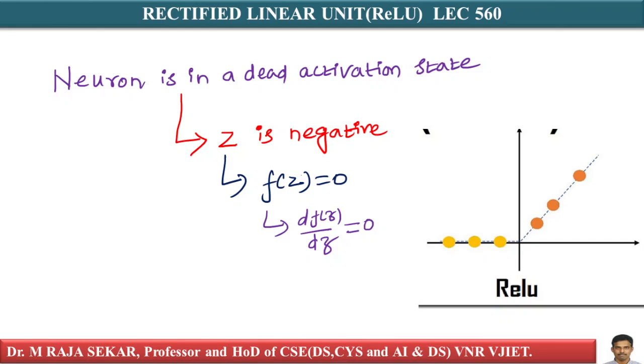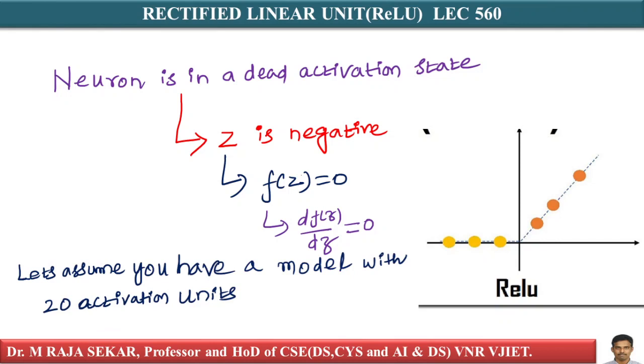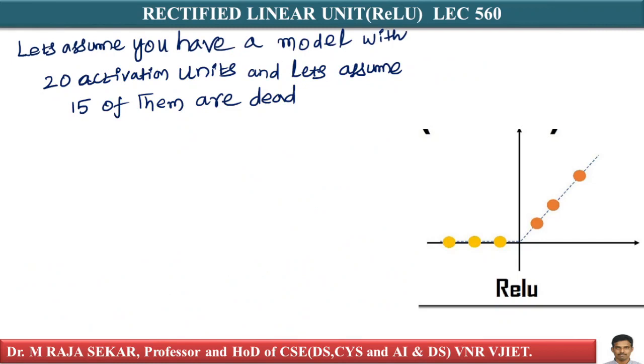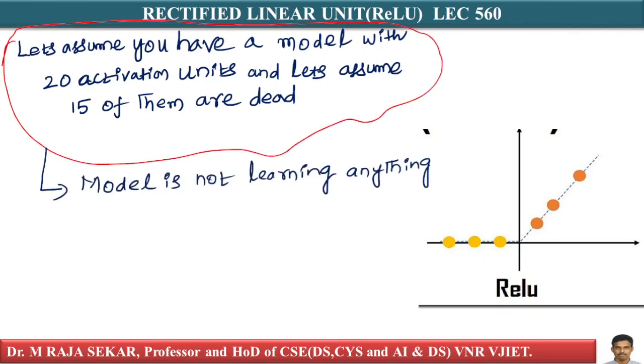Whenever you have a dead neuron, suppose you have a model with 20 activation units across multiple layers. Let's assume 15 of the 20 are dead. That's a terrible state to be in, which means the model is not learning anything, because the weights do not change much, isn't it?